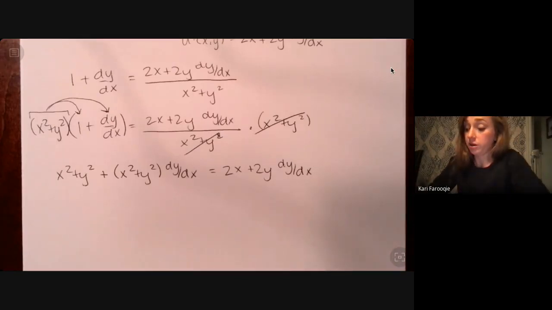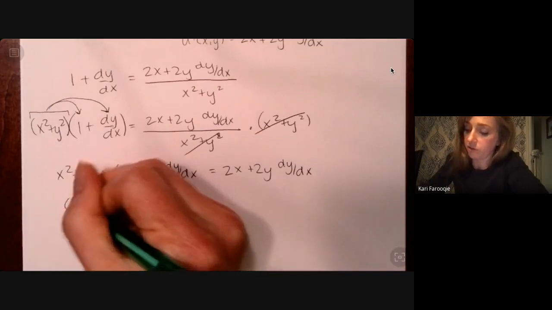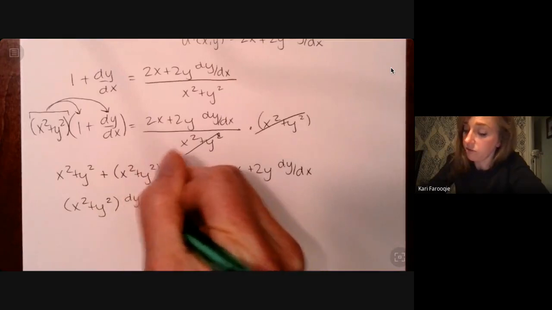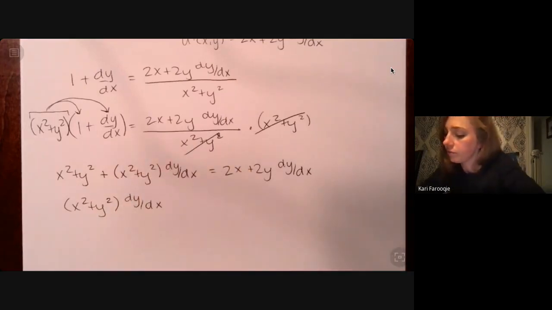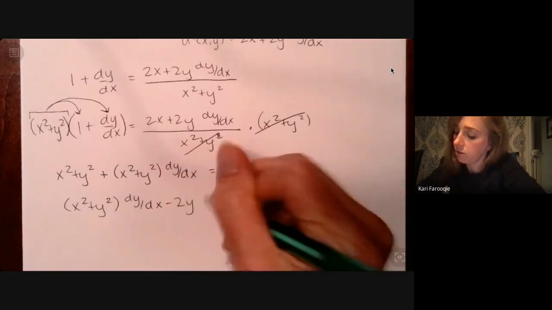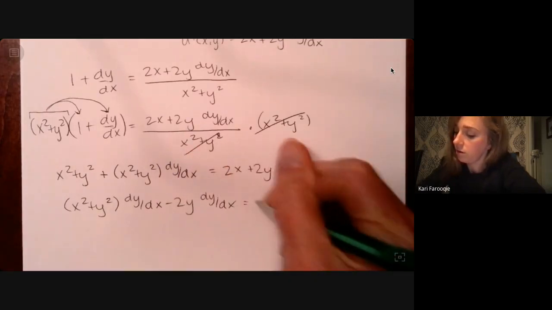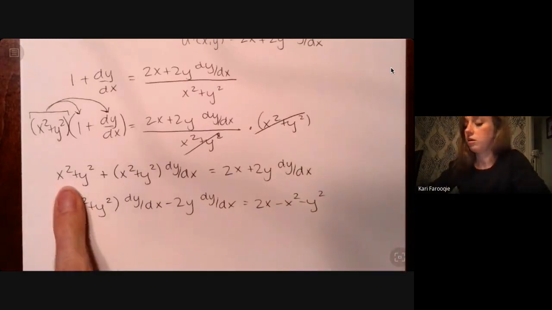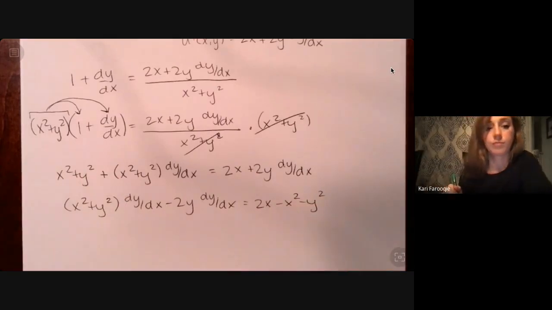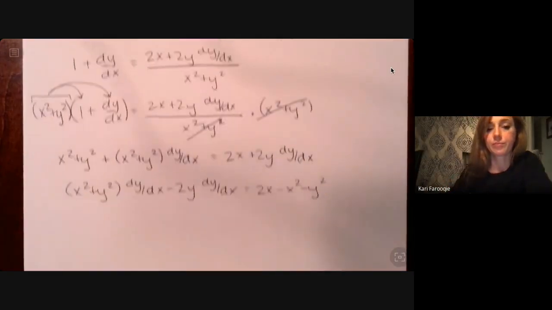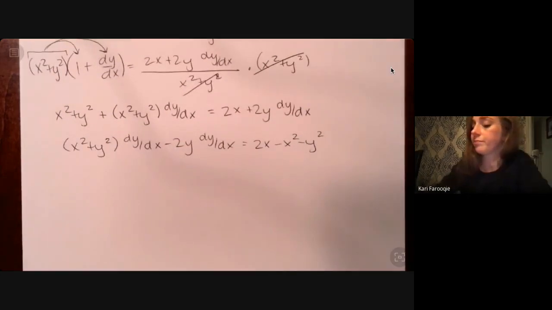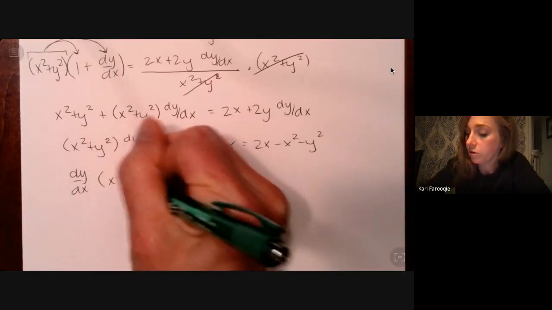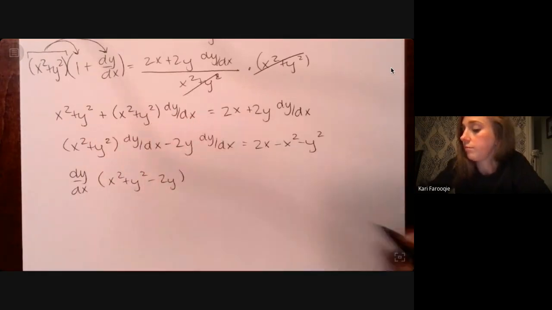All right, I'm going to get all the dy dx's on one side. I'm going to just stick with the left-hand side. Whatever. I've already chosen the side. Just let it be. Minus 2y dy dx equals 2x minus x squared minus y squared. So change the side, change the sign. And then we'll factor out the dy dx, then we'll solve. So you'll have x squared plus y squared minus 2y.